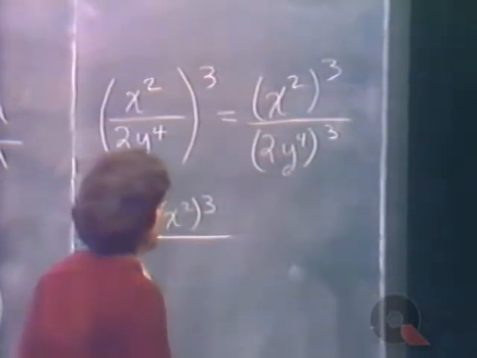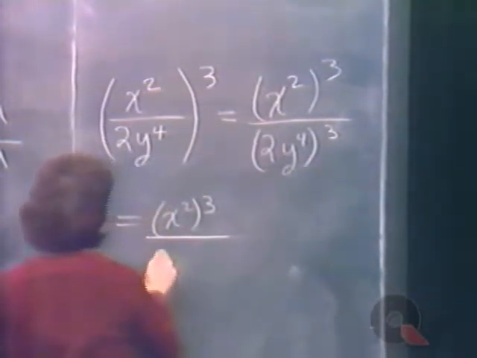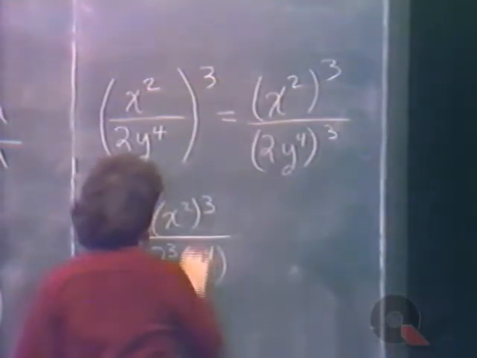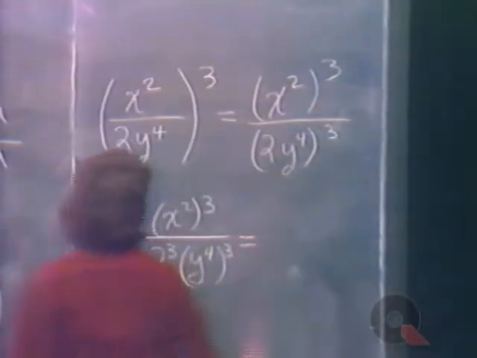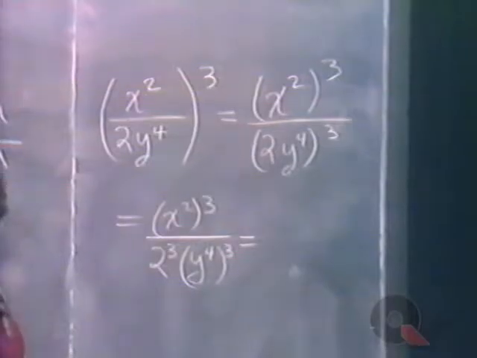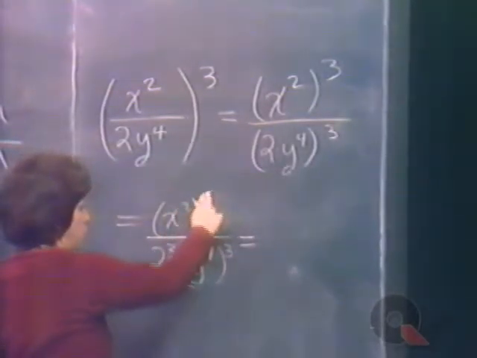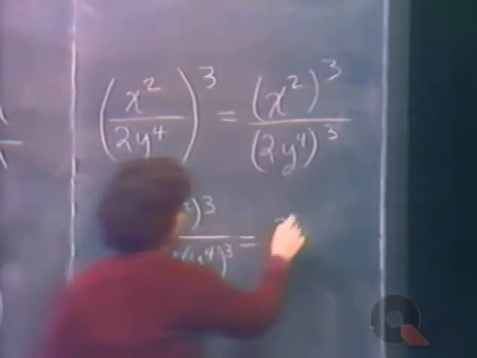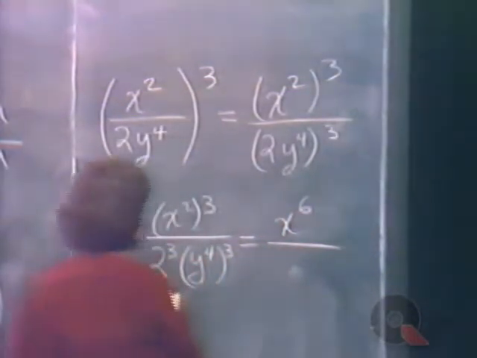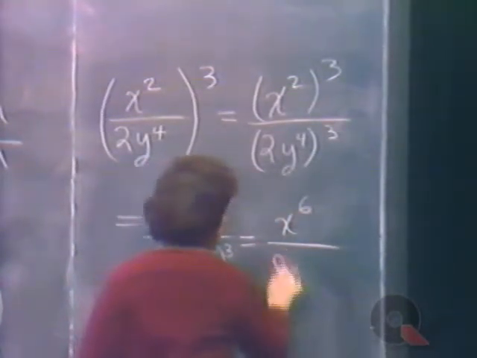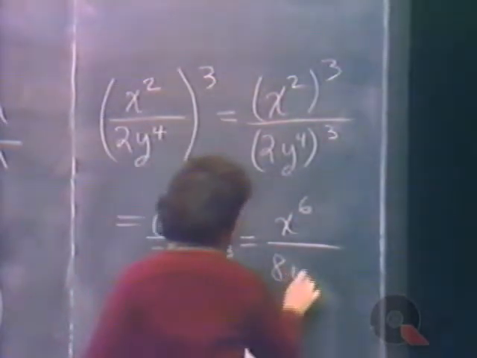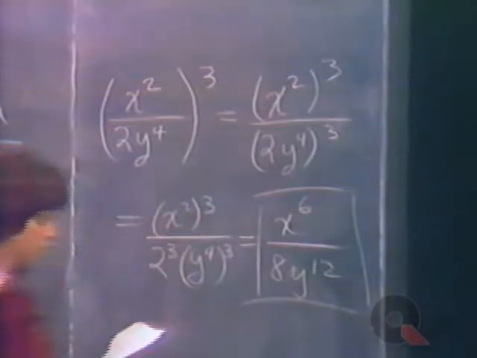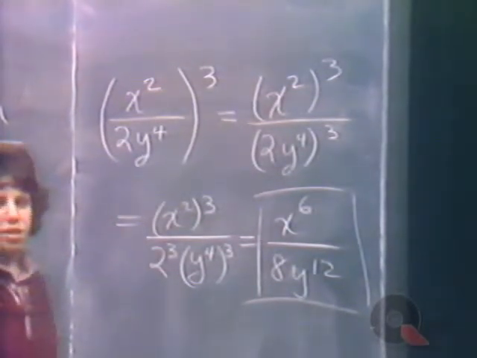We have a product to a power. We take each of the factors to the power. So 2 to the 3rd power times y to the 4th to the 3rd power. And now we're going to use Rule 3, which tells us when we want to take a power to a power, x squared to the 3rd power, we multiply the powers. So we get x to the 6th over 2 cubed, that's 8, y to the 12th. X to the 6th over 8y to the 12th. And that brings us to the end of the tape.